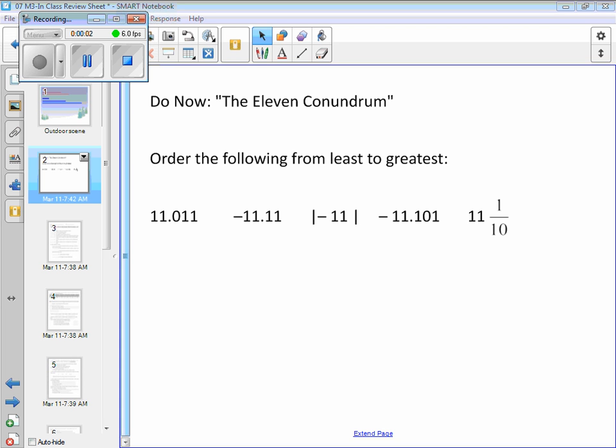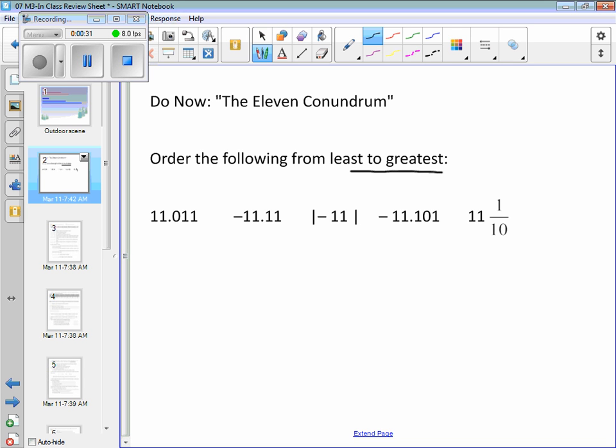Okay, this blog post is really kind of an addendum to the lesson 7 lesson objective, and also is really good review for the upcoming test here on Thursday. We call this the 11 Conundrum. We are presented here with 5 numbers, a mixture of both rational numbers and integers, and we have to try to order them from least to greatest.